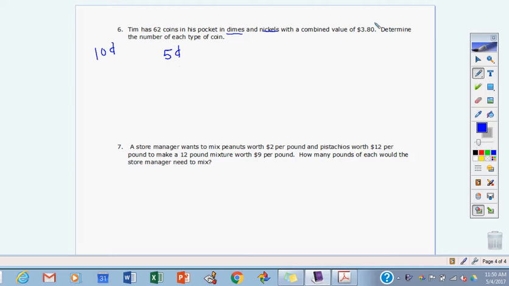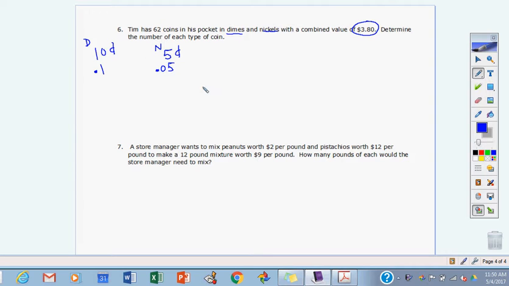But since they gave us the total value of the problem in dollars, that's $3.80, we have to convert this to decimals. So that means 0.1 and 0.05. Those are the values we have to use for the value of those coins. Well, dimes and nickels, we don't know how much there is. We do know there's 62 in total.